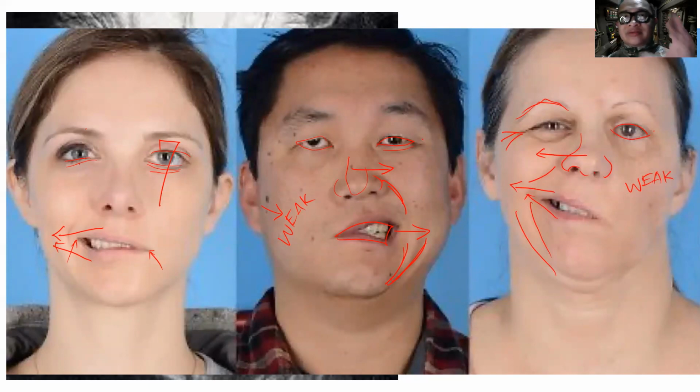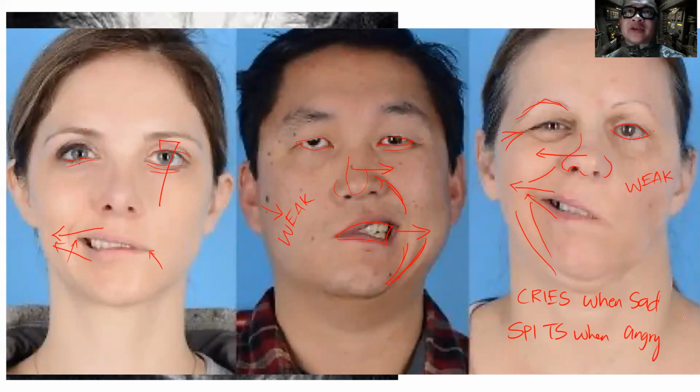Okay, so those are the things that you need to look for with the facial nerve. Also, one more phrase that you should remember when we're talking about cranial nerve number 7, the facial nerve. They say that the facial nerve cries when sad, and the facial nerve spits when angry. What does that mean? Your cranial nerve 7 is also responsible for lacrimation, tearing.